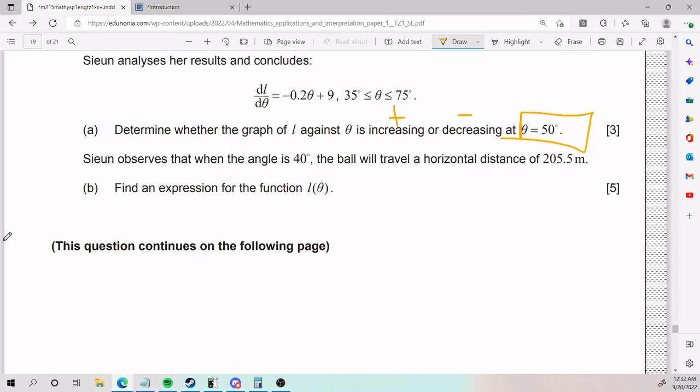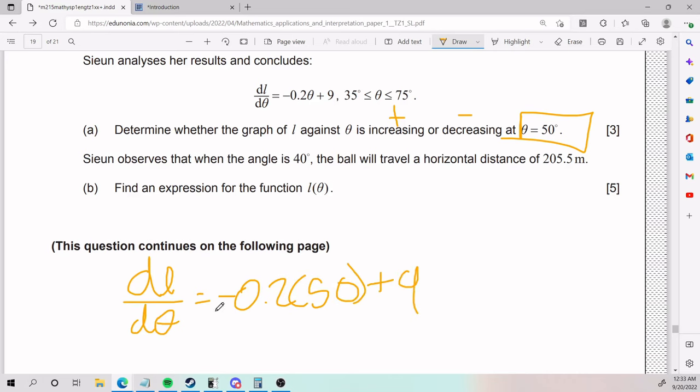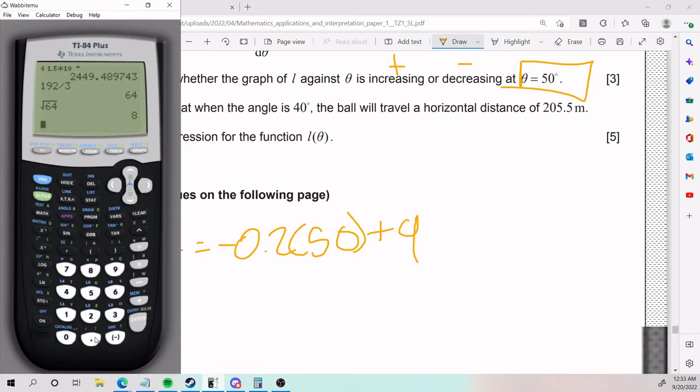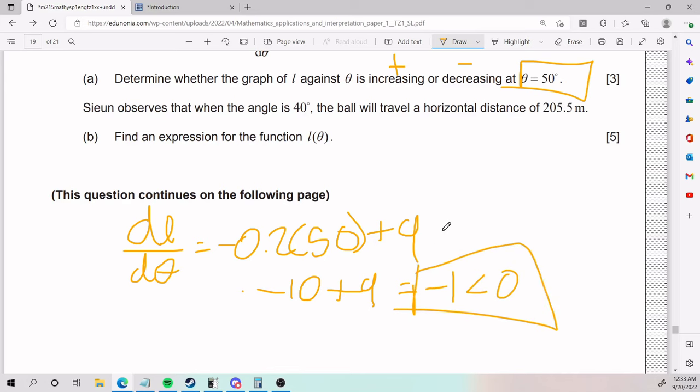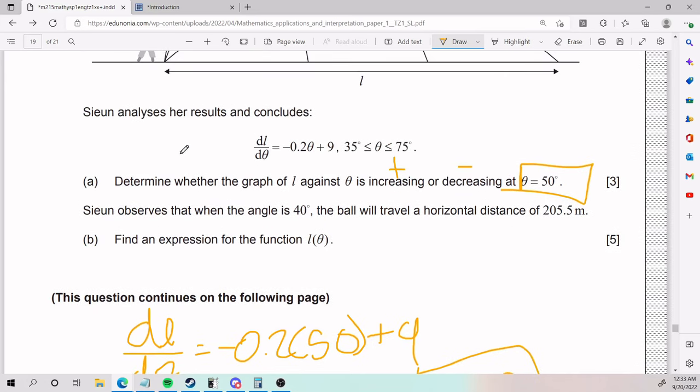Pretty straightforward, see? So I'm going to take dL divided by d theta equals negative 0.2 times 50 plus 9. Negative 0.2 times 50, apologize, gives me negative 10, plus 9, negative 1, see? So negative 10 plus 9, negative 1. So this guy, this negative 1, is negative, cierto? It is less than 0, which means that at A, it is decreasing.